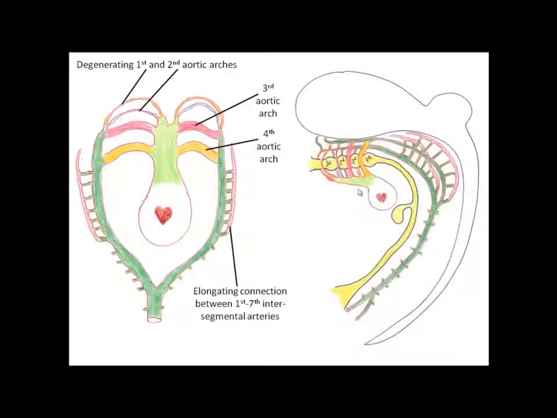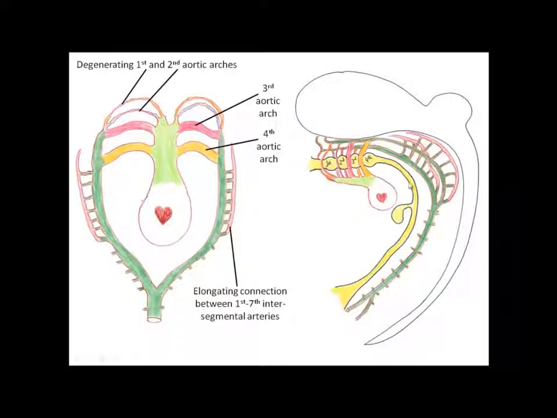Here's a view from the side, a little more complicated. First, second, third, fourth aortic arches are associating with first, second, third, fourth pharyngeal pouches, which will form various glands and other structures, but they're all stretching towards the dorsal aorta. But at the same time, from the seventh to the first intersegmental artery, we're having a vessel that's starting to reach cranially towards the base of the brain right here.